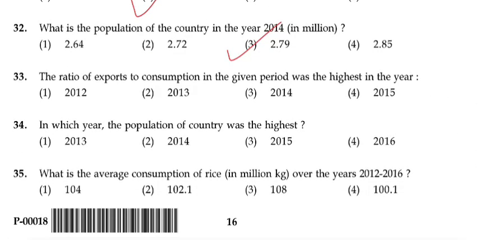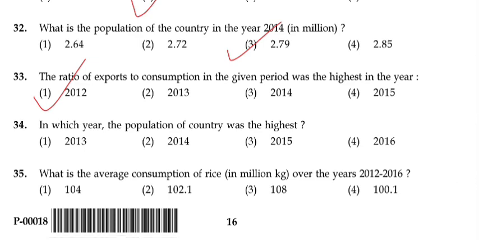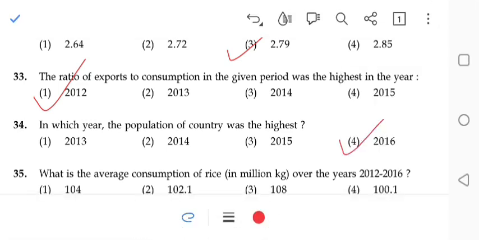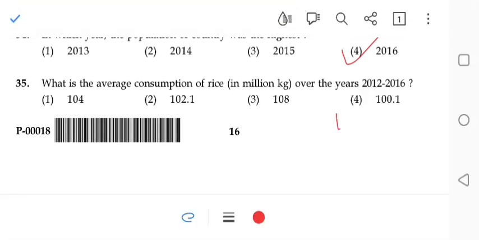33. The ratio of exports to consumption in the given period was the highest in the year 2012, 2013, 2014, 2015. It will be number 1, 2012. 34. In which year the population of country was the highest? 2013, 2014, 2015, 2016. It will be number 4, that is 2016. 35. What is the average consumption of rice in million kg over the years 2012 to 2016? 104, 102.1, 108, 100.1. 100.1 will be our correct answer.